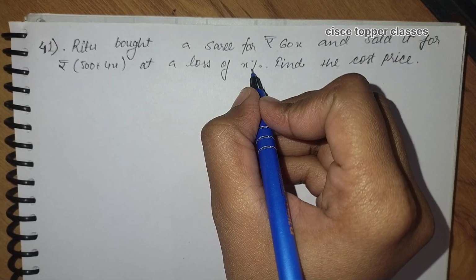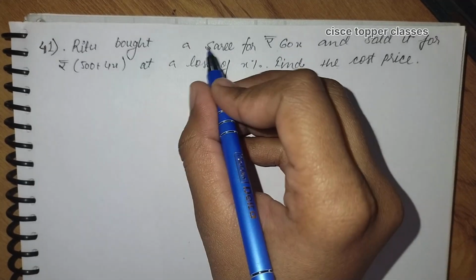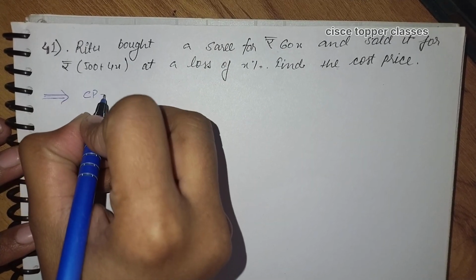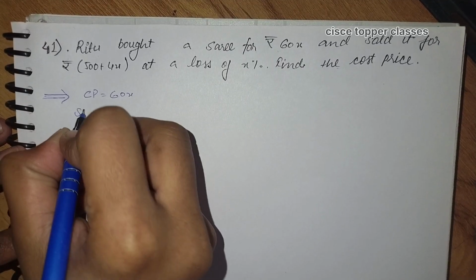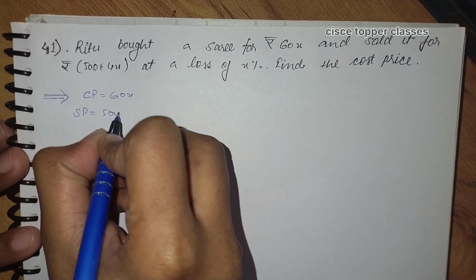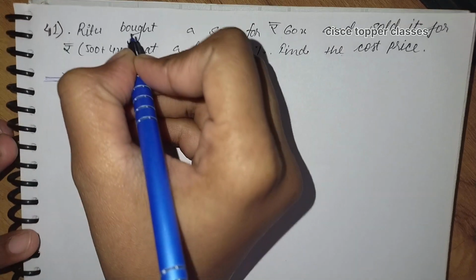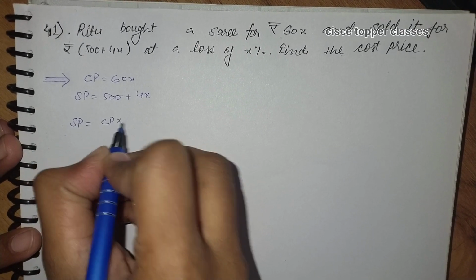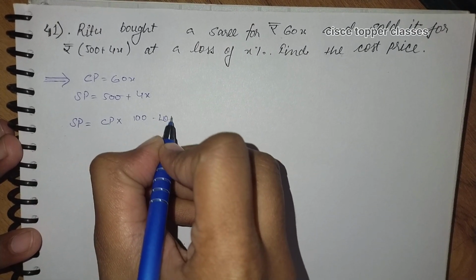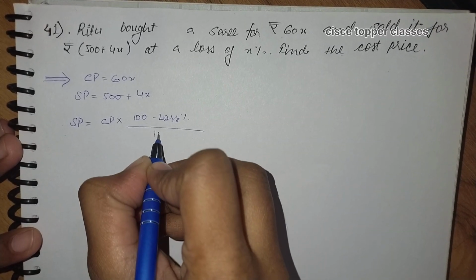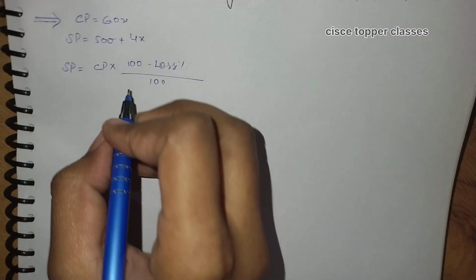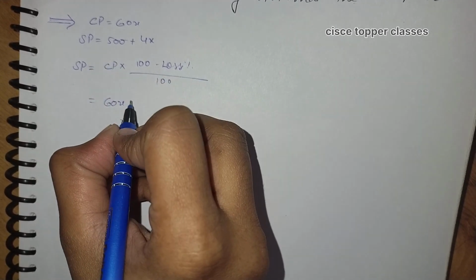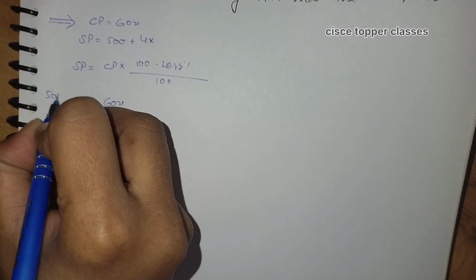Firstly, we'll find the loss percent, and by putting the value of loss percent in this, we can find the value of cost price. Because the cost price is given to us as 60x and selling price is equal to 500 plus 4x. So we can write the selling price is equal to cost price into 100 minus loss percent divided by 100. So if we put all the values in this formula, this will become 60x because CP is 60x. Then SP is 500 plus 4x.